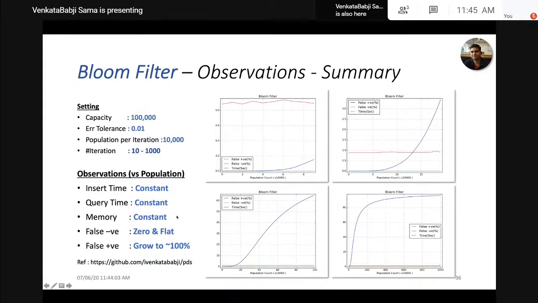Memory more or less remained flat. Upfront, there would have been some memory allocated, and that's it. False positives remained zero and flat no matter how many we inserted. False positives started growing towards 100%, but beyond a point we need to add more and more data to push it towards 100. It is tending to 100, it's not reaching 100.